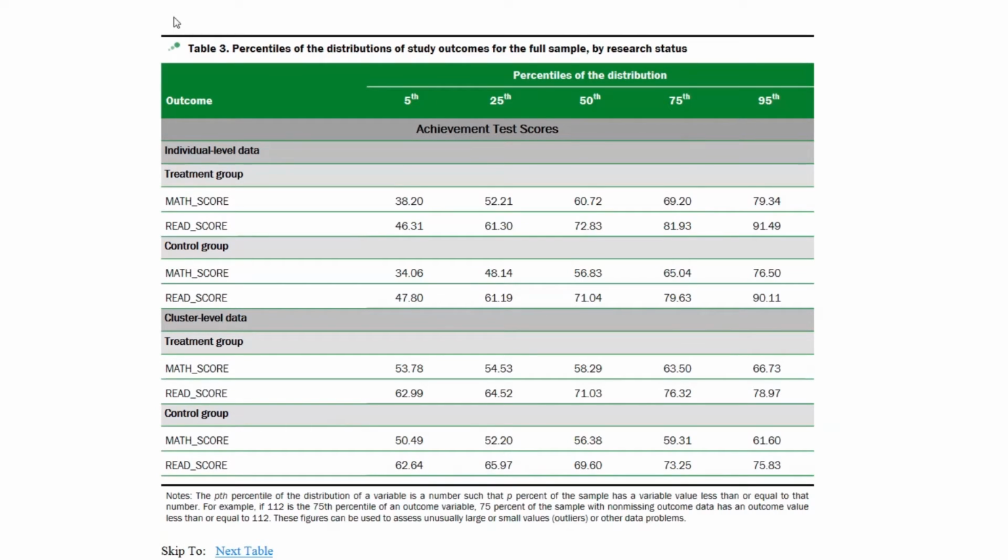So for example, we see that the 50th percentile for math score for treatment group students with non-missing data is 60.72, suggesting that half the treatment students had scores lower than 60.72 and half had scores higher than 60.72.